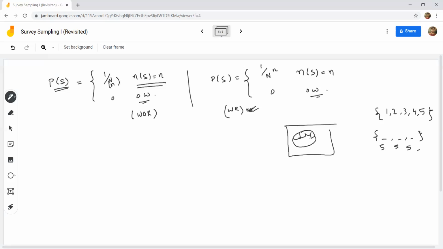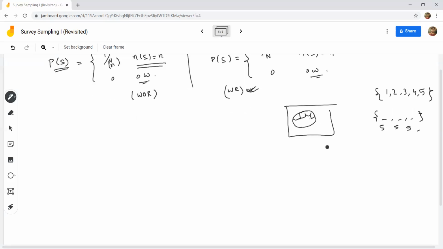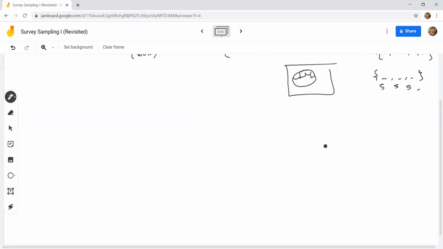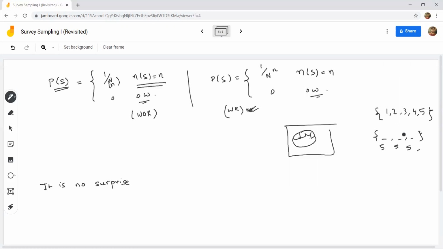So now let's move on to the main result, which we discussed in the previous slide as well. When we do simple random sampling, do we select the subsets from the WR scheme or the WOR scheme? It depends upon the sampler himself.